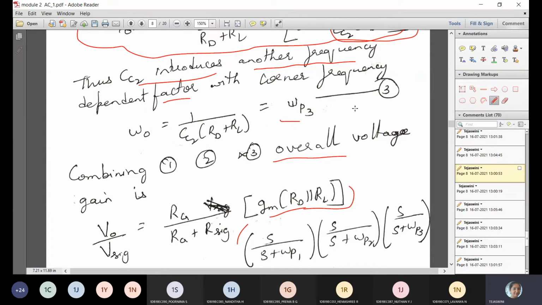Yes. So from this, what is FP3? Is 1 by CC2 into RD plus RL. Okay, this way you are making your gain frequency dependent on 3 corner frequencies.